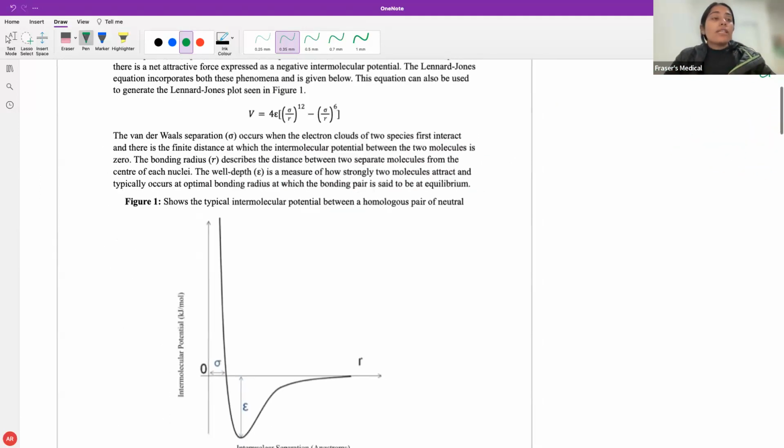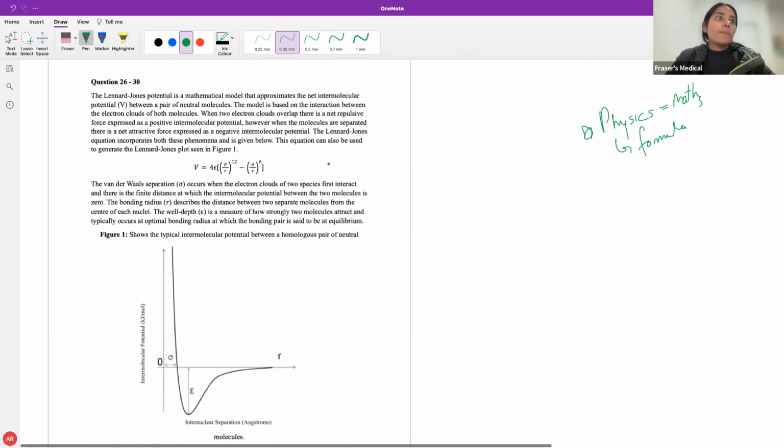Cool. So this is one of our stems from one of the mock exams that we have. I'll give you maybe a minute to have a read, and let me know what you think about it after. And let's chat about approach to stems. Okay, so I'll give you a minute.